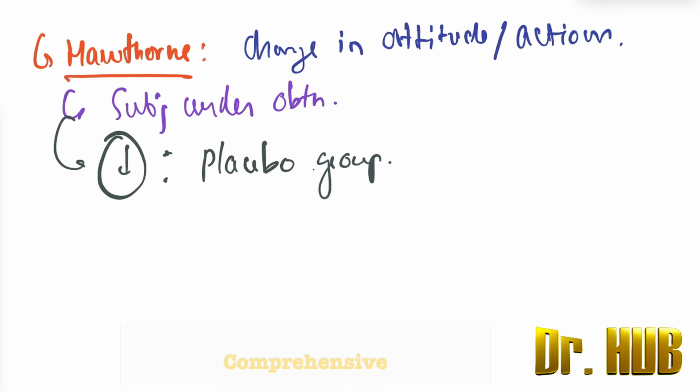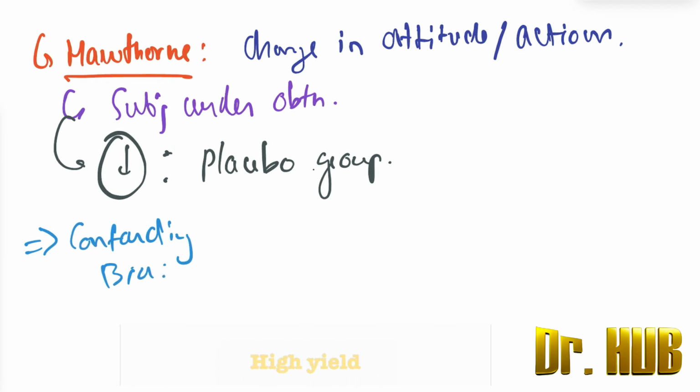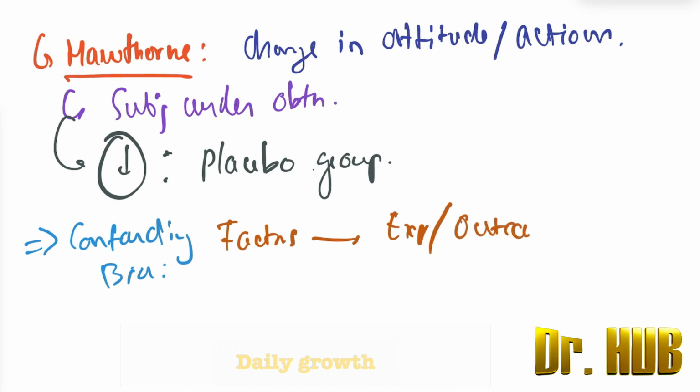Then we look at the confounding bias. In terms of confounding bias, the factors which are related to both exposure as well as outcome distort the effect of exposure on outcome.